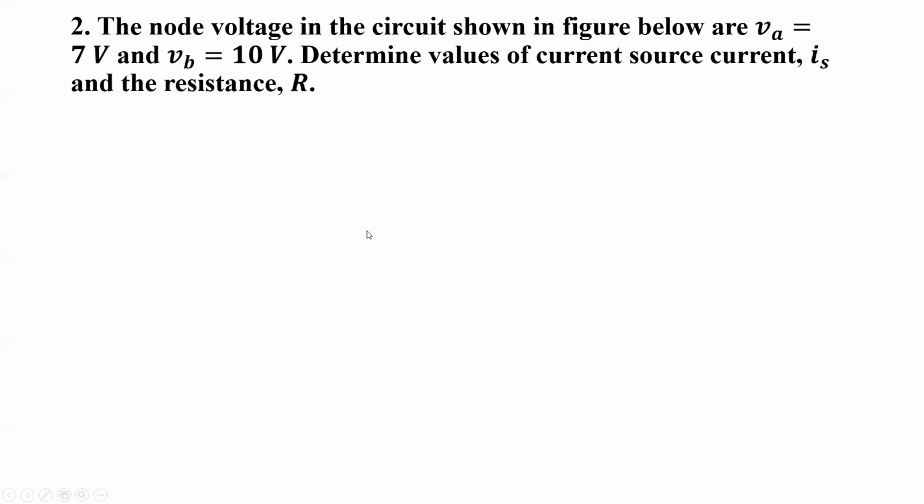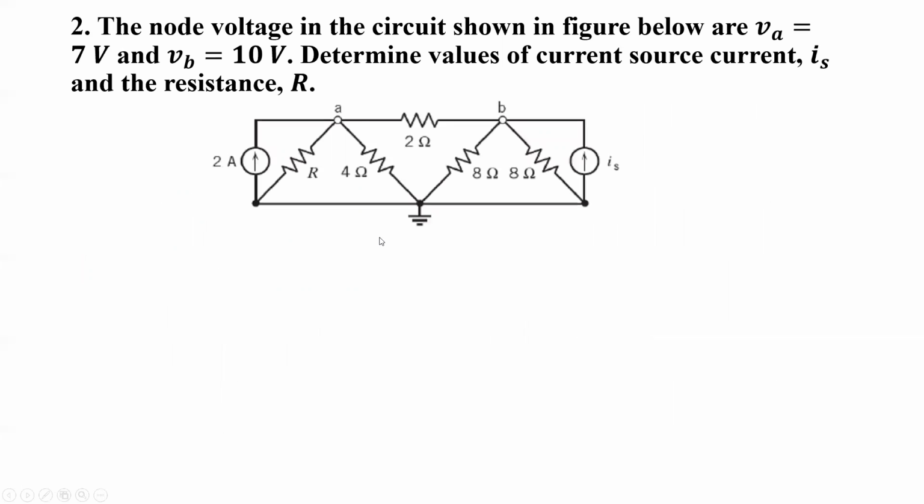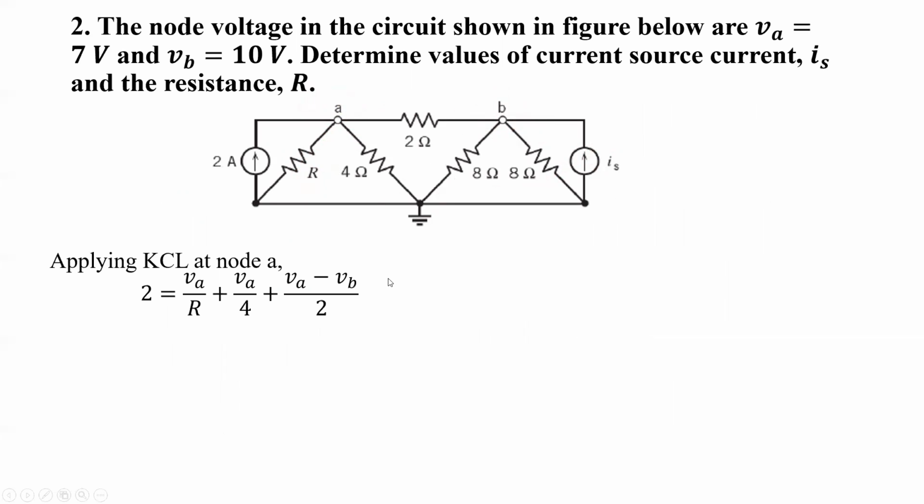Now let's move to our second problem. Here we have been given the voltage of these two nodes, VA and VB. VA equals 7 volt and VB equals 10 volt, and we have to compute the values of R and IS, the source current. Now let's start by applying KCL at node A.